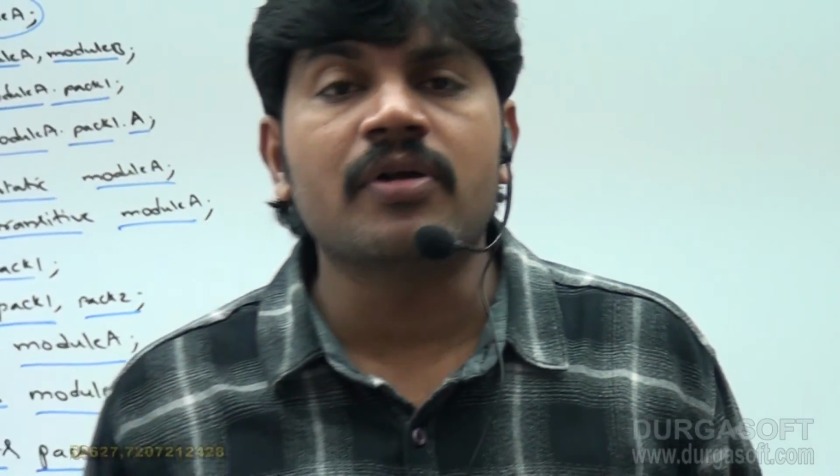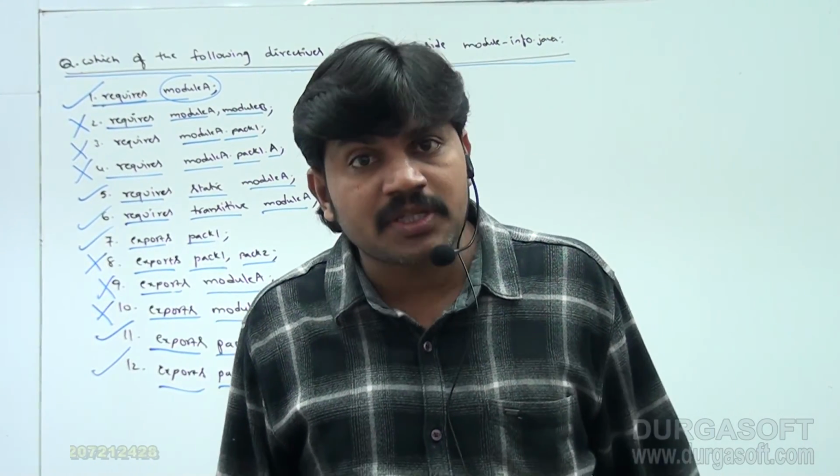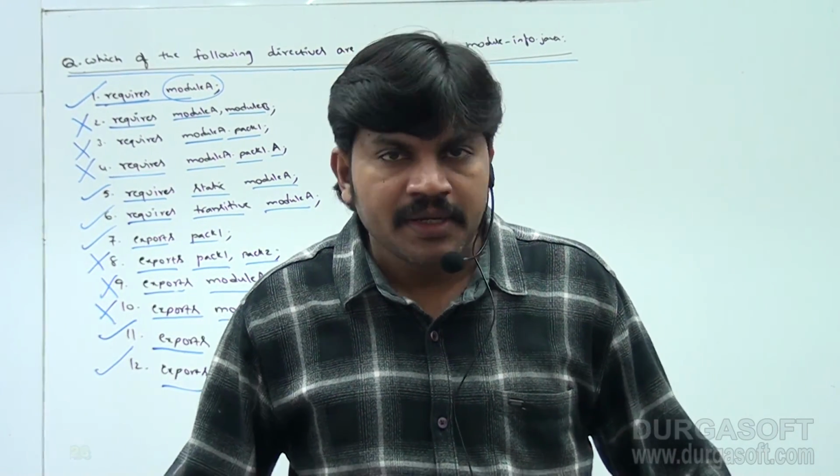So that's all. This is about what is requires, what is exports, what is a transitive dependency, what is an optional dependency, what is a cyclic dependency, and the qualified exports. Clear? That's all. Thank you.